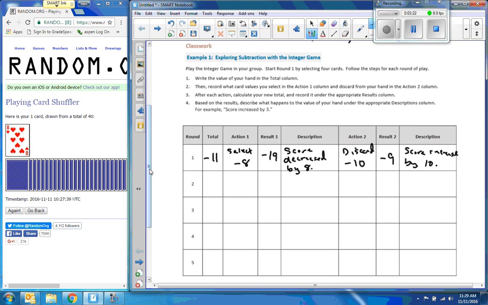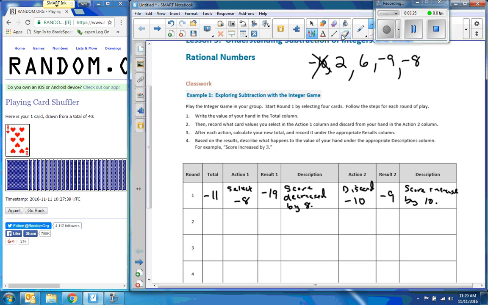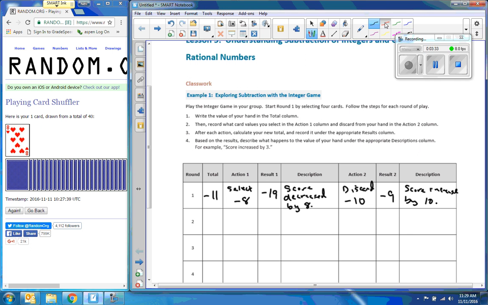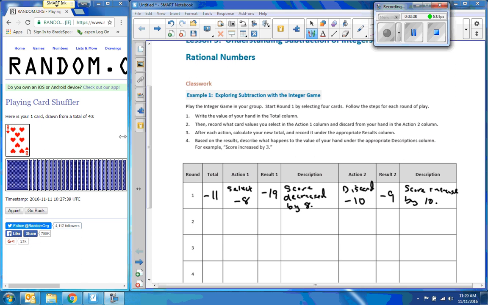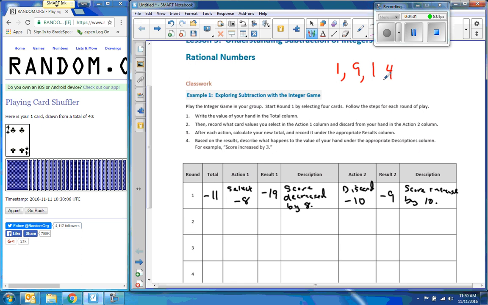Okay, let's try it one more time. So let me get rid of the cards that I had here, just to give you an idea. Okay, so I'm going to draw a card, and it's an ace. Aces count as 1, and it's positive because it's a black card. Draw again. This time I got a positive 9. Draw again. This time it's a positive 1. Draw again. And this time it's a positive 4.